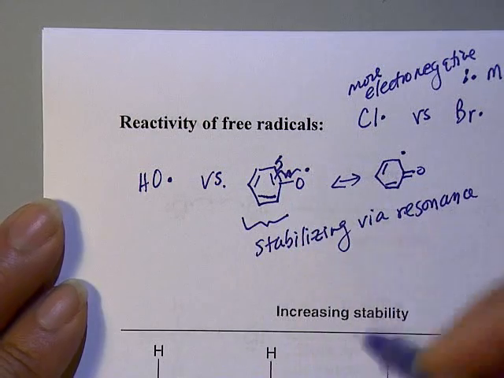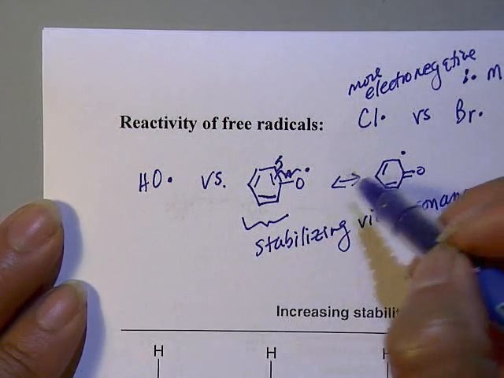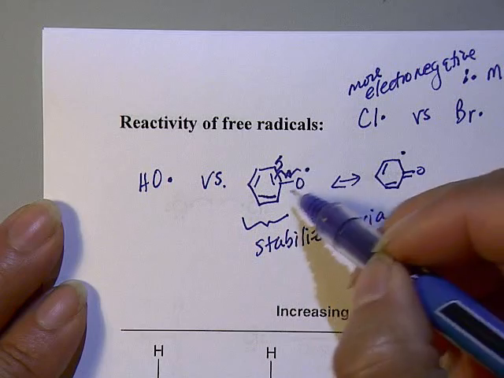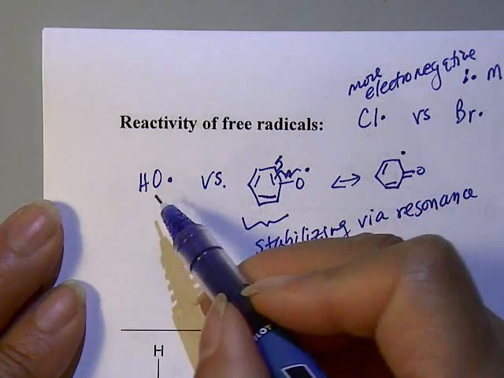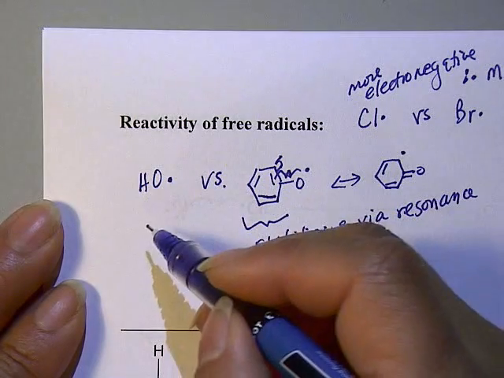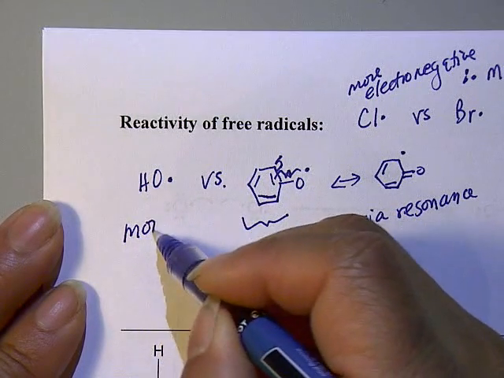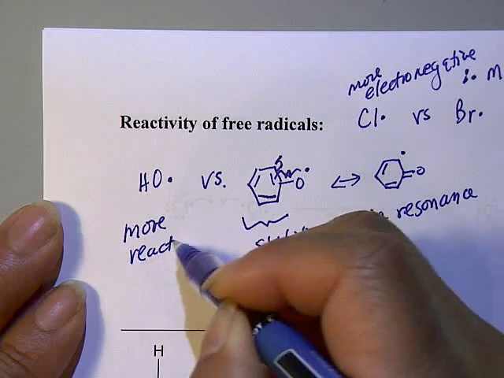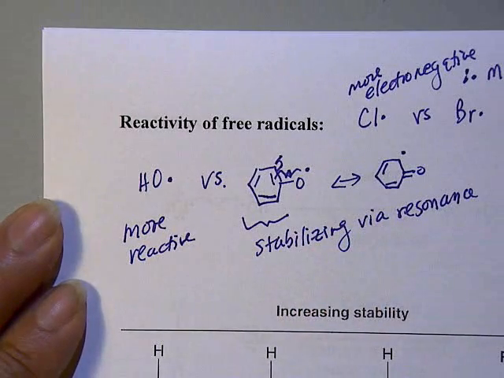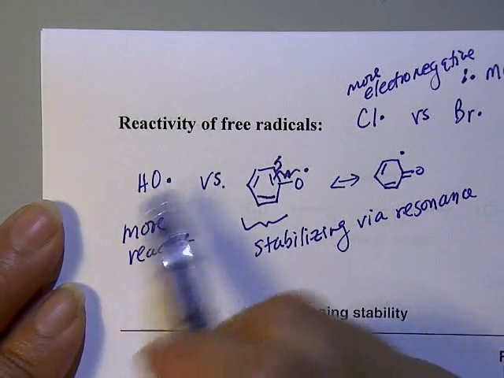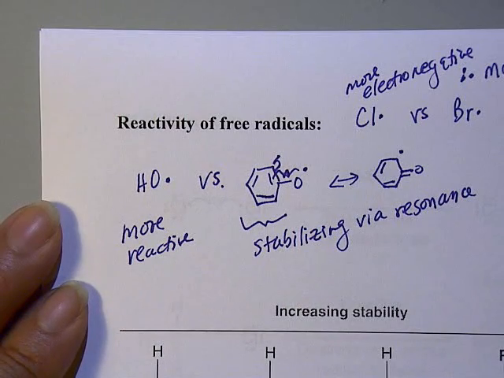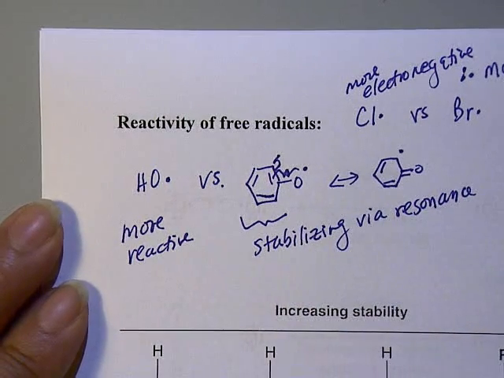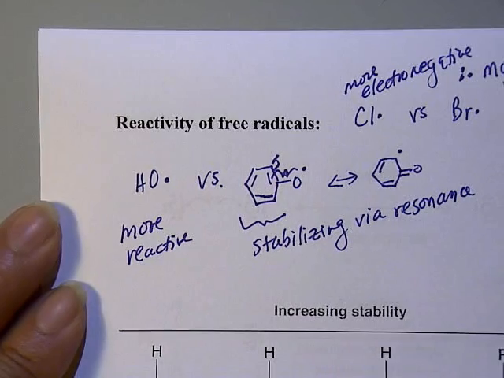So by being able to draw these resonance structures, the benzene ring is contributing in stabilizing this phenoxy radical, whereas here you cannot draw any resonance. So this is going to be like chlorine in that it's going to be more reactive. It's not as stable as the phenoxy radical, right? So once again, this is going to be very promiscuous in reacting with any substrates, whereas the phenoxy radical is going to be more selective, more stabilized.